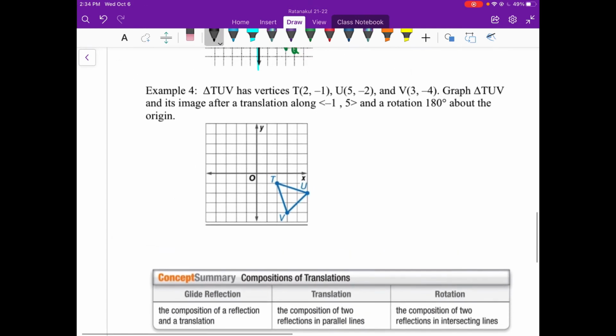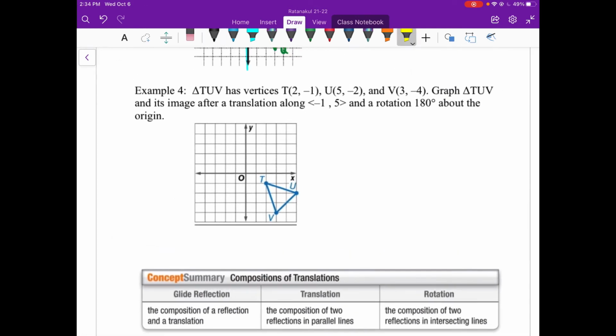Let's go ahead and try this very last example. So we're given a triangle. We want to first translate it along the vector, and then we're going to rotate it 180. So -1 tells me left 1, +5 tells me up 5. So that's the first thing I'm going to do. And I'm going to mark that as T prime, U prime, and V prime. And I'm going to go ahead and write those points out to help me with the second step here.